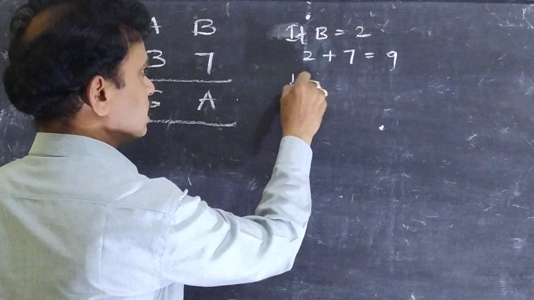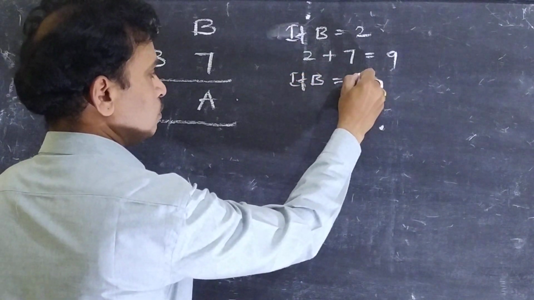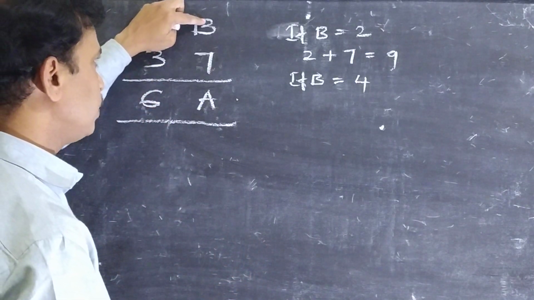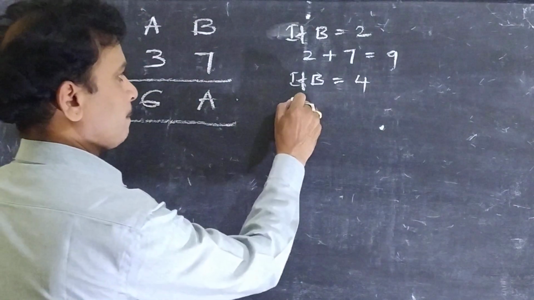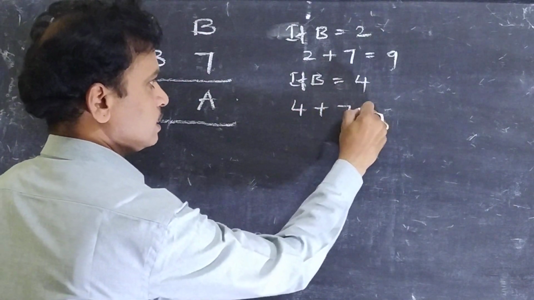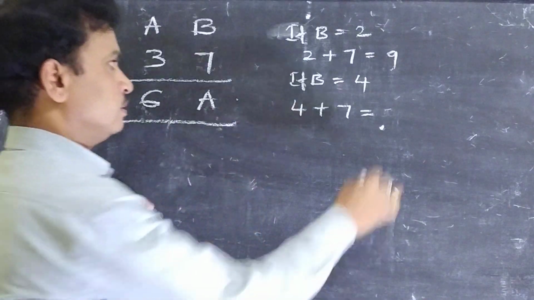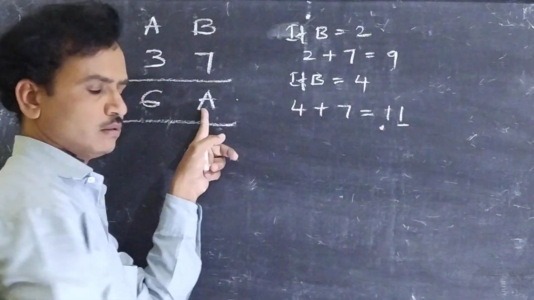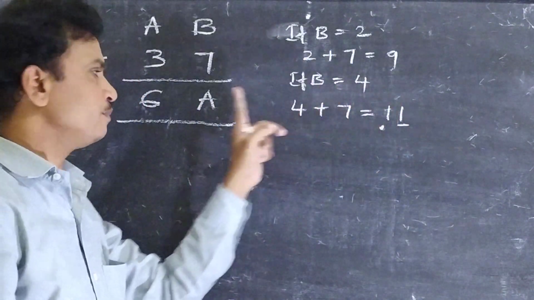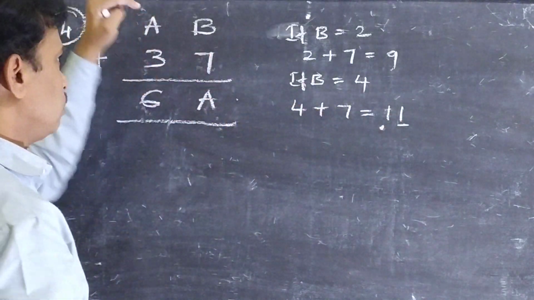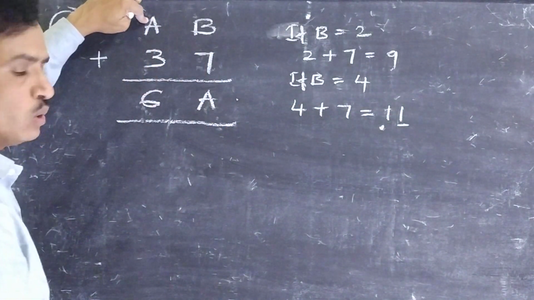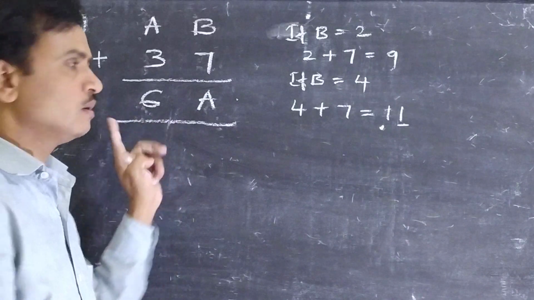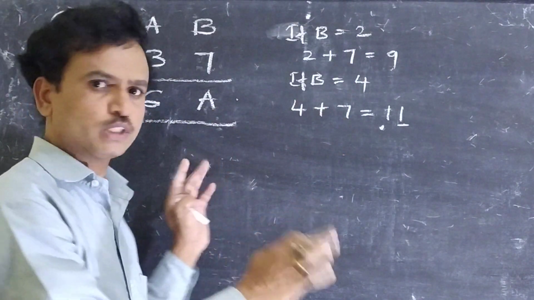Then if B is equal to 4. 4 plus 7, that is 11. 11 means your unit place digit is 1. That means A is equal to 1. Now, if we take A is equal to 1, 1 plus 3, it becomes 4. But here it is 6. So this is also not possible.